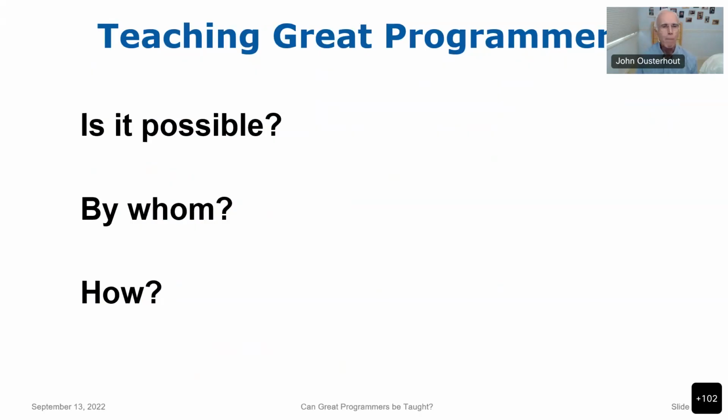So I noodled about this for many years. And my first question was, well, is it even possible? You know, is being a great programmer some sort of innate gift that either you have it or you don't? Actually, I did a poll among the faculty, and a surprising number of faculty at Stanford thought it was a gift, couldn't be taught.